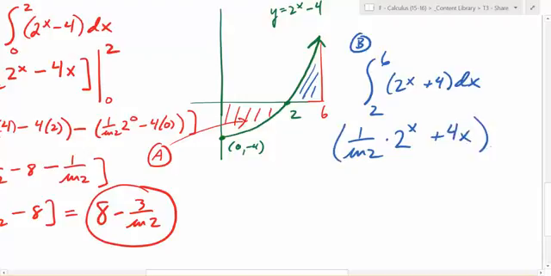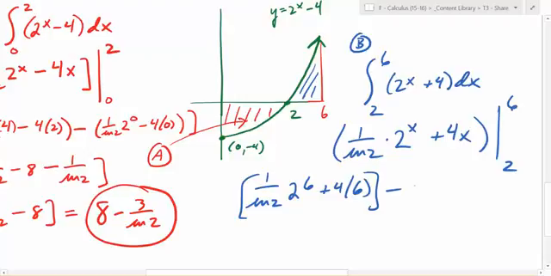And this time you're just going from 2 to what? 6. Do you expect this to be a lot bigger? This is not drawn to scale. This goes way up, right? This goes really far up. So you expect this to be big, which it's going to be because you have 2 to the 6th right here. What do you end up with for an answer? You end up with 1 over ln 2 times 2 to the 6th plus 4 times 6 minus what?